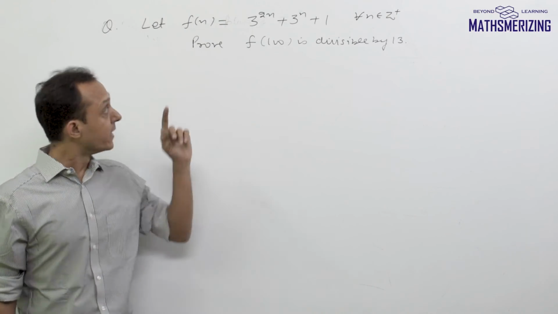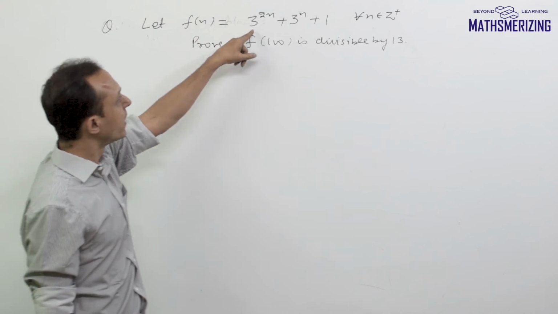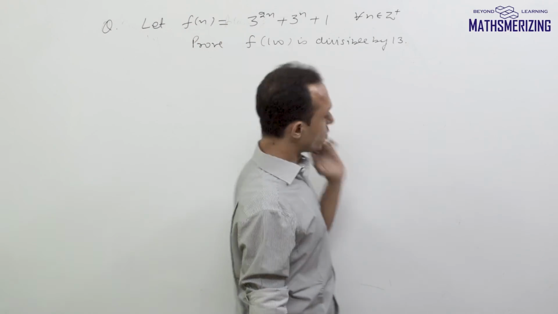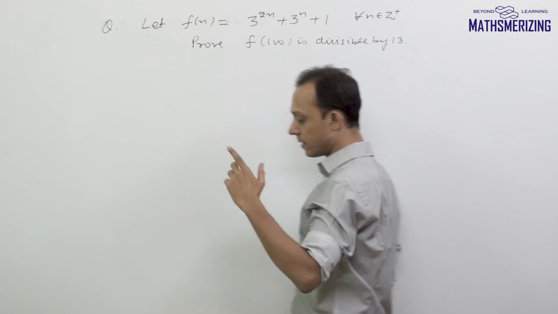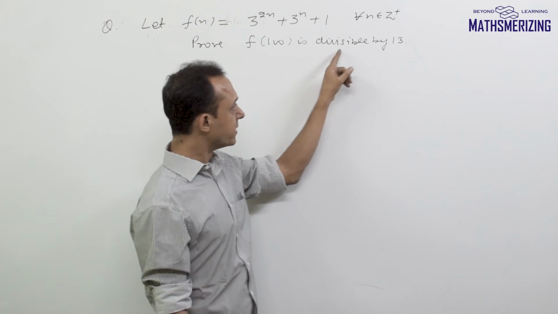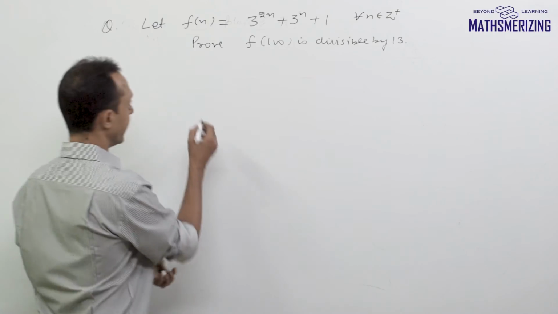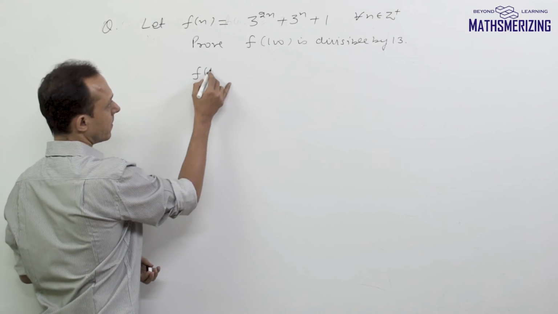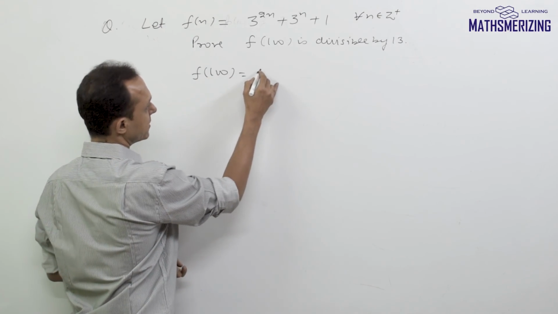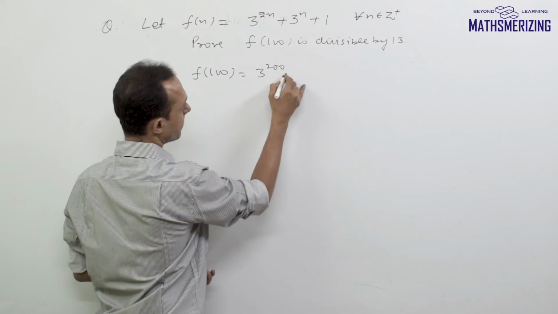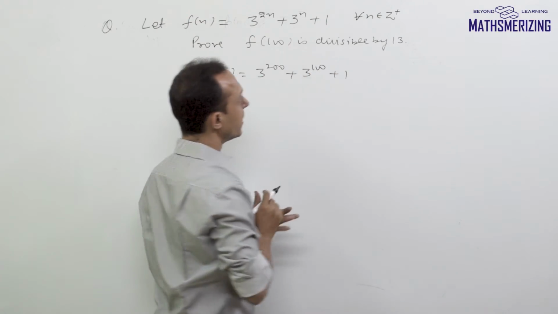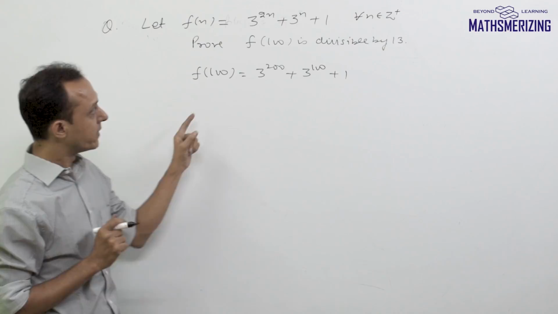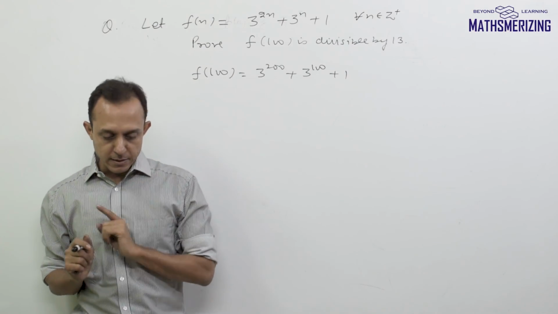The problem is, let there be a function f(n), which is 3 to the power 2n plus 3 to the power n plus 1, where n belongs to positive integers. Now it says we have to prove that f(100) is divisible by 13. So I need to find f(100), which is 3 to the power 200, plus 3 to the power 100, and then plus 1. And then I'll have to prove that this number is divisible by 13.